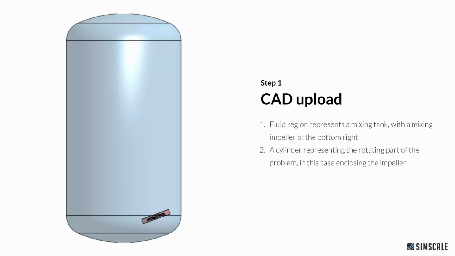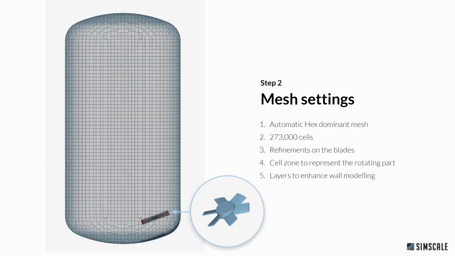So that is an overview of the CAD. And next up, what we're going to do is move on to meshing. Meshing is very typical of any computational engineering analysis. We want to discretize the domain into smaller pieces so we can solve the problem.